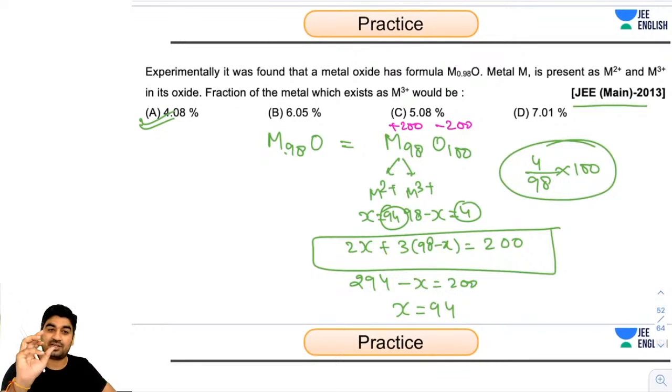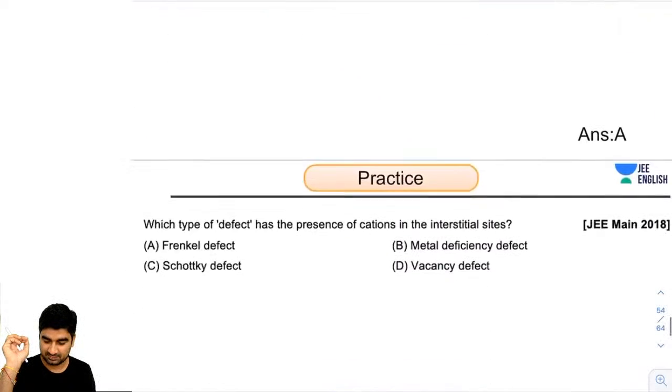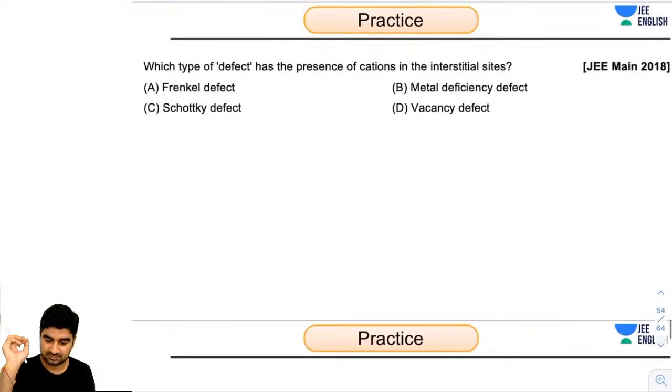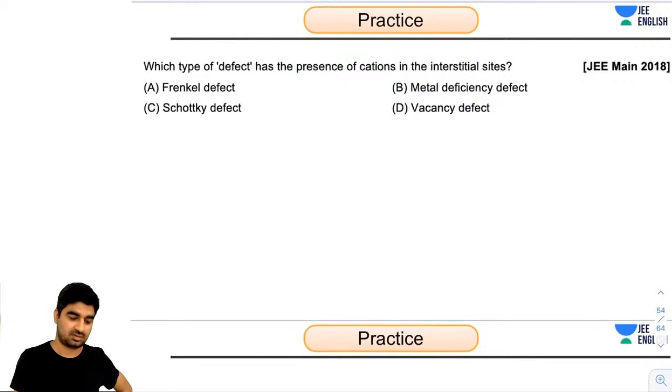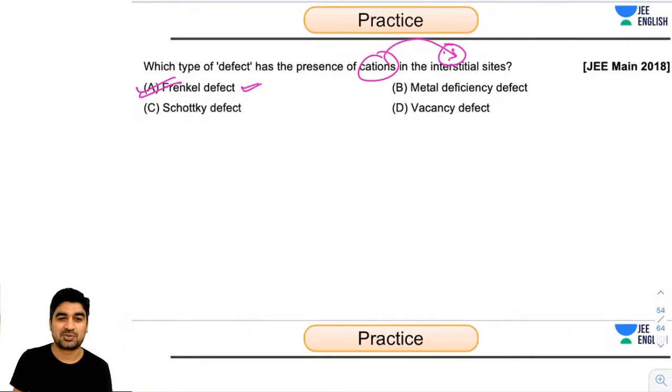So I hope now you are understanding what solid state is and how you can solve problems on solid state. Now do this one. This is a very easy problem. Very easy. Cation is present in the interstitial site. Yes, so this was an easy problem, and if you remember these, then you can easily solve them.